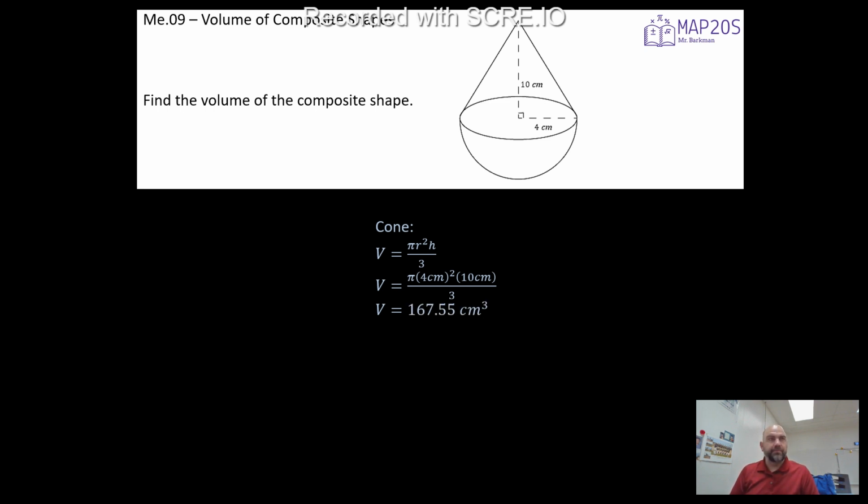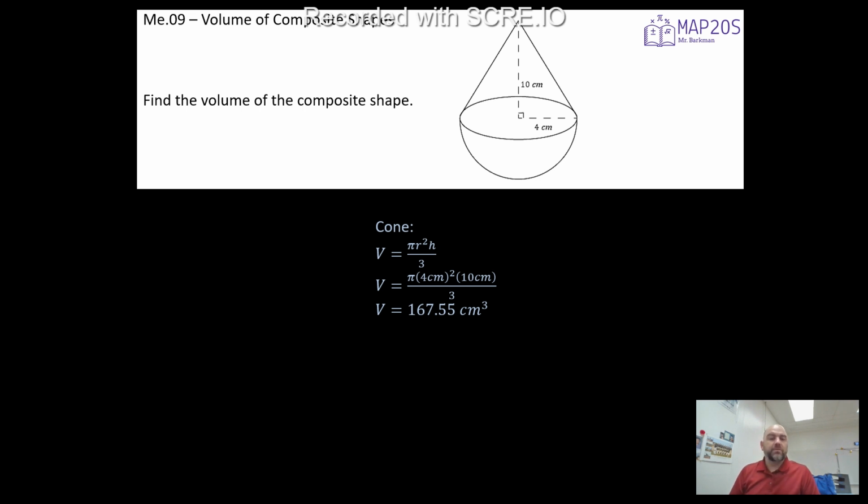167.55 cubic centimeters. Now remember, if at any point you want to pause the video and try these ones on your own, that'd be awesome, and then come back and see if you got the same answer as me. That'd be great. It's really good practice, and it gives you a chance to see if you are working on it correctly and doing it properly.